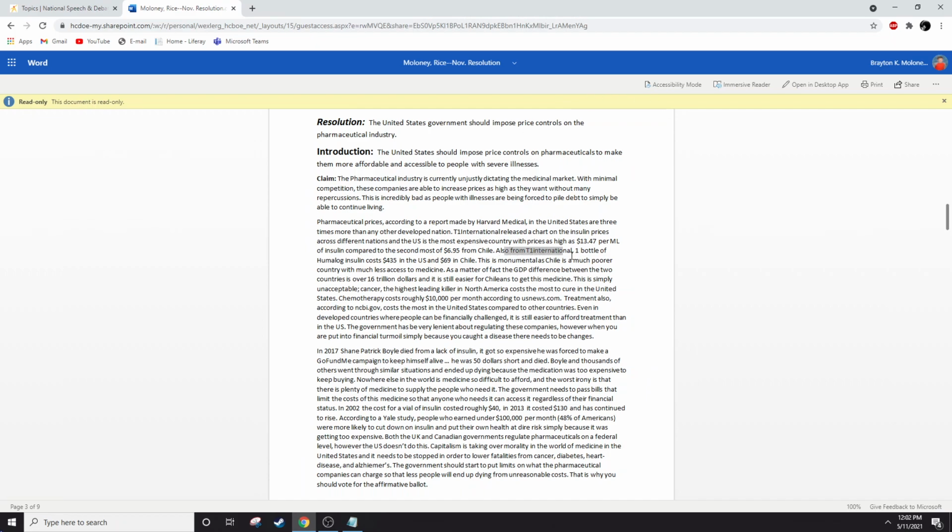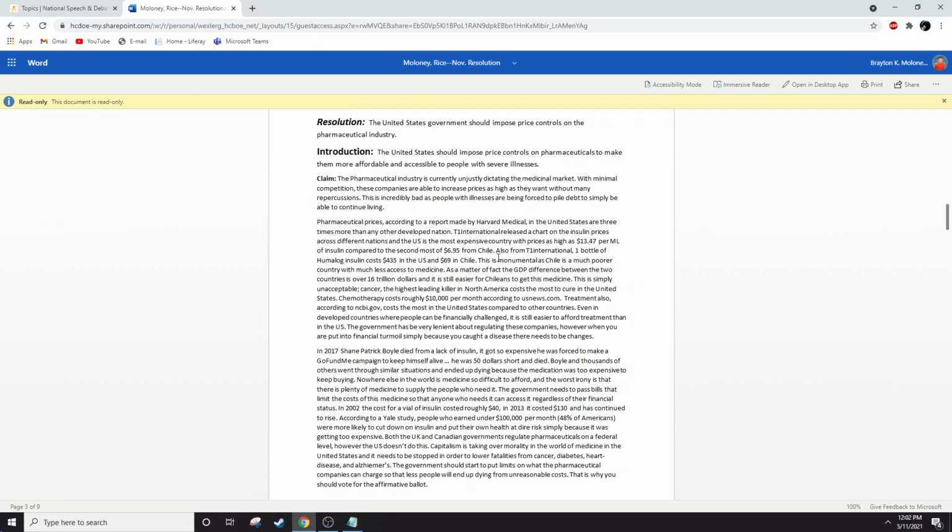So we're going through this, also from T1 International. Again, we have more evidence: one bottle of Humalog insulin costs $435 in the United States and $69 in Chile. That's pretty monumental. That's an impact, because this is completely unreasonable, right? Any judge who understands this is going to say, wow, that is a pretty significant effect on the lives of others, which means I should maybe favor the pro side of the resolution. This is monumental as Chile is a much poorer country with much less access to medicine.